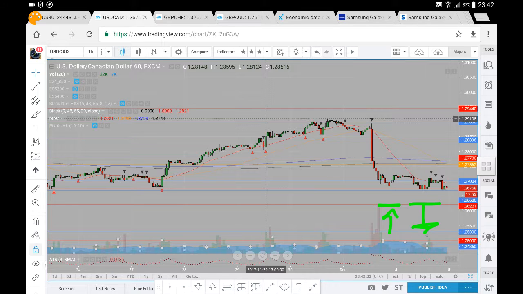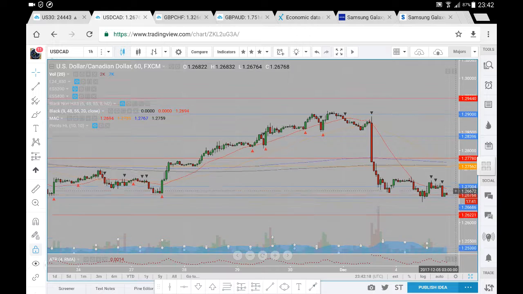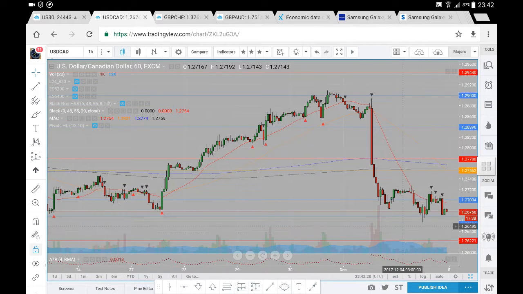If we do break down from 125.30, we're looking for 125, the round number, for a potential bounce in the market. Let's just have a look. Yes, 126.22. Sorry, I'm a bit all over the place here.